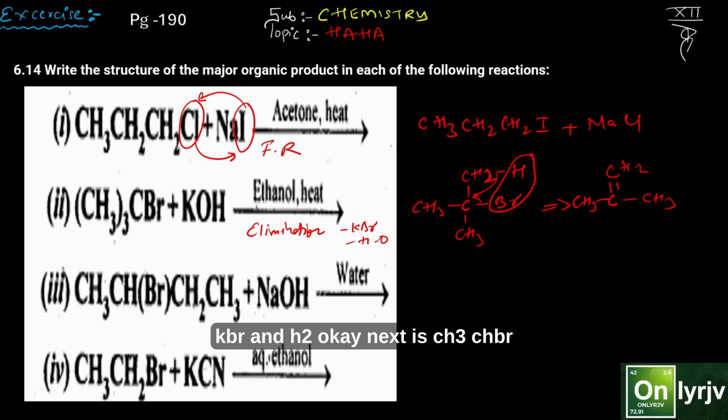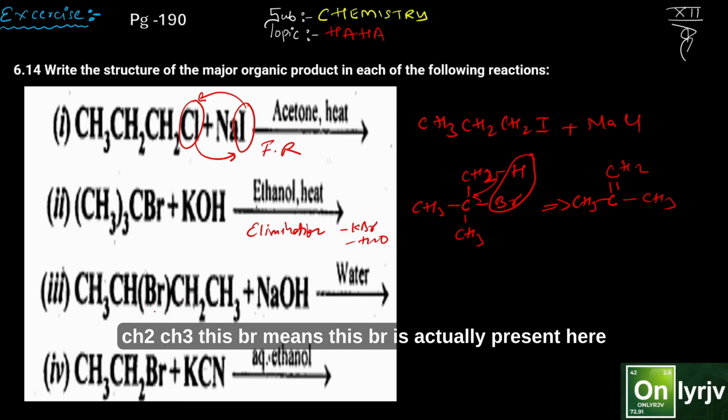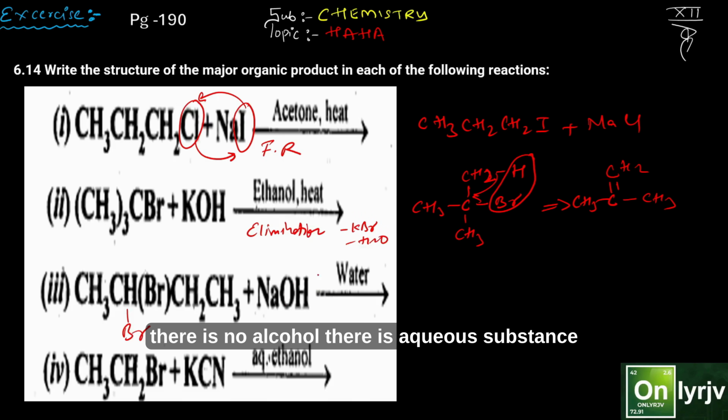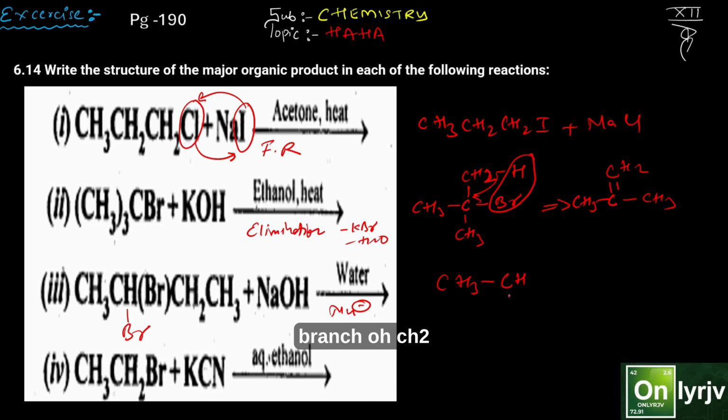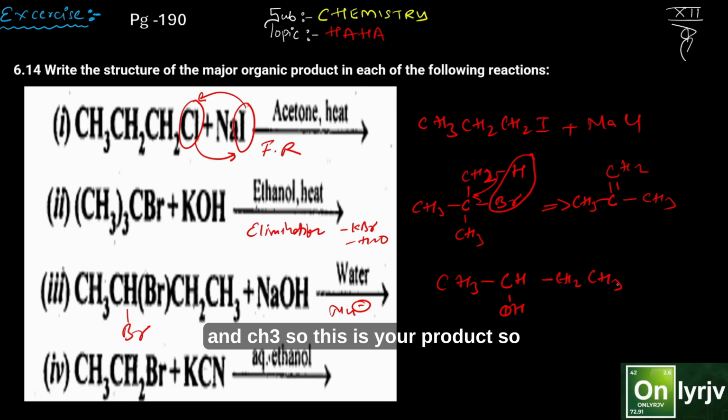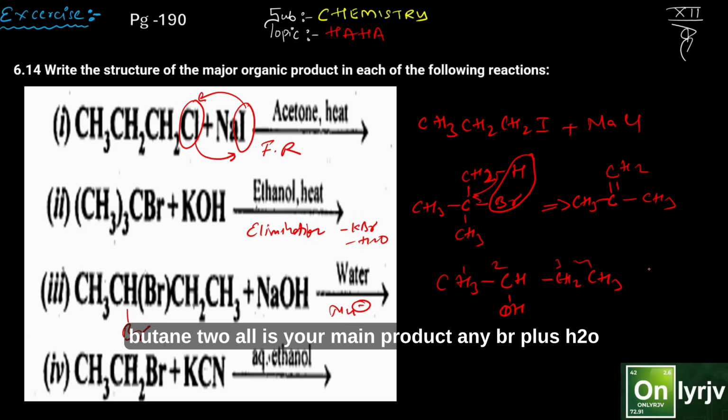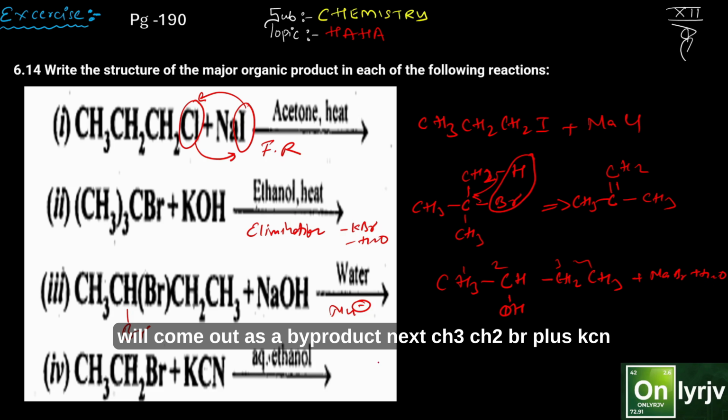Next is CH3CHBrCH2CH3. This Br is actually present here as a branch, because of the meaning of the bracket. NaOH in the presence of water. If you see, there is a base, there is no alcohol, there is aqueous medium, the water. That means nucleophilic substitution will happen. You just have to replace the Br with OH. So the product will be CH3CH(OH)CH2CH3. If you number it 1, 2, 3, 4, butan-2-ol is your main product. NaBr plus H2O will come out as a byproduct.